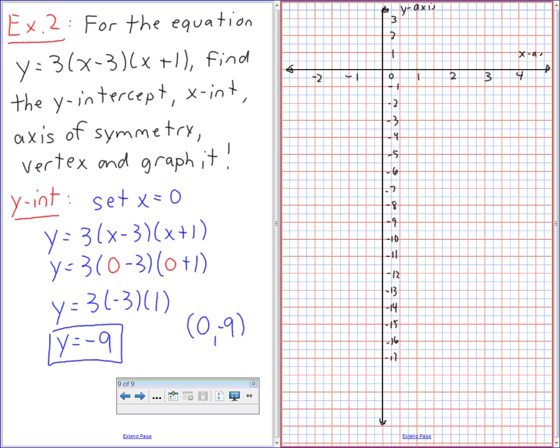Now again, you guys as a class are very good at labeling things like that. Please take the time to be accurate.